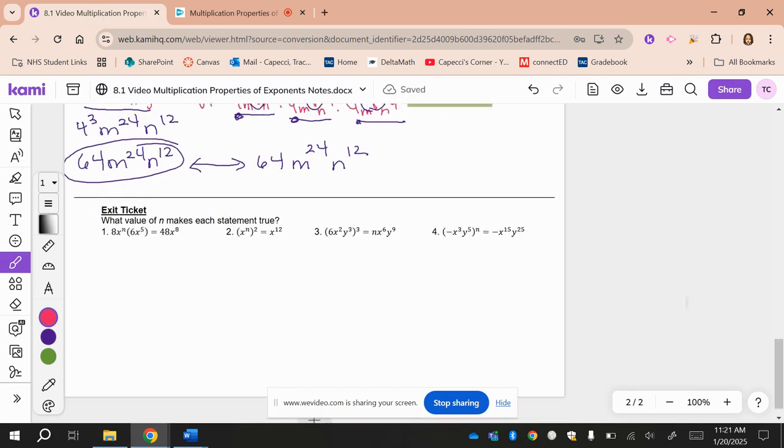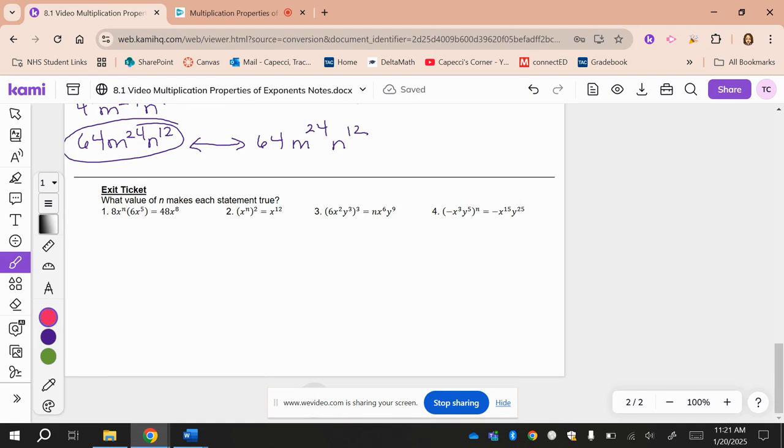Now, looking at our last set of problems, these directions say what value of n makes each statement true. So let's see what we have. First, we have to find where the n is. So I have n right here with the x. So if I have x to the n times x to the 5th, I can just ignore the numbers. That equals, again, x to the 8th. So I know when multiplying, I'm going to add the exponents. So I know n has to be 3 because 3 plus 5 gives me 8.